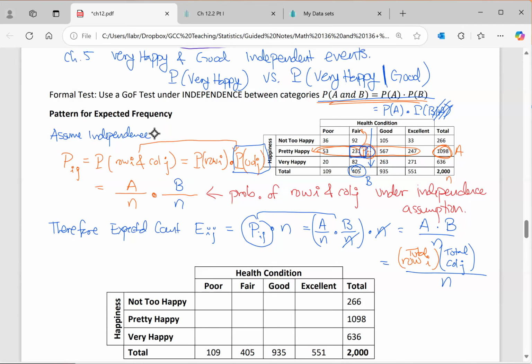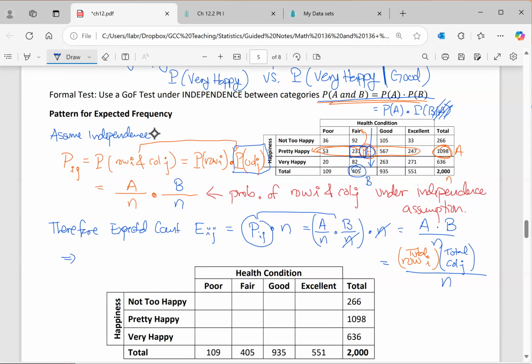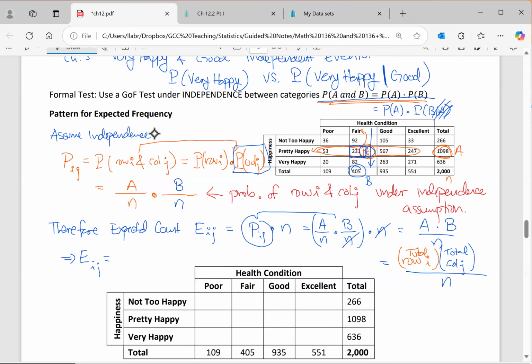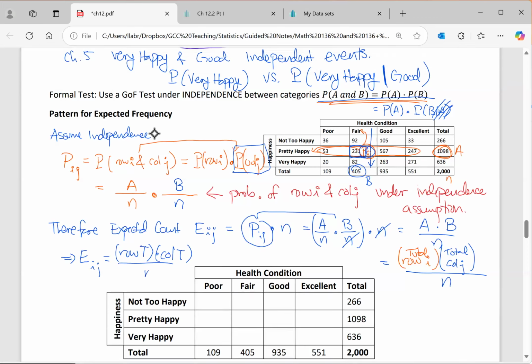So we actually have this formula now that says, if you assume independence, you can actually find the expected count. So assuming independence, this means that the expected count for any row and column is going to be the row total times the column total divided by N.